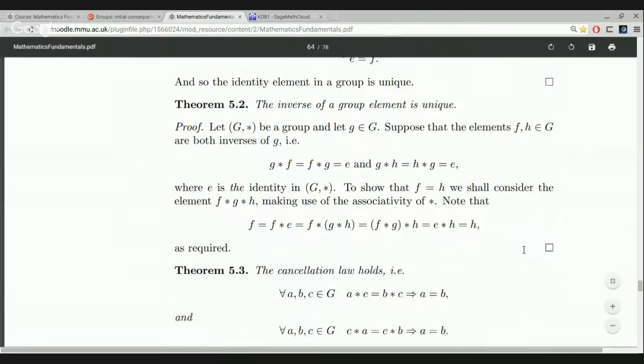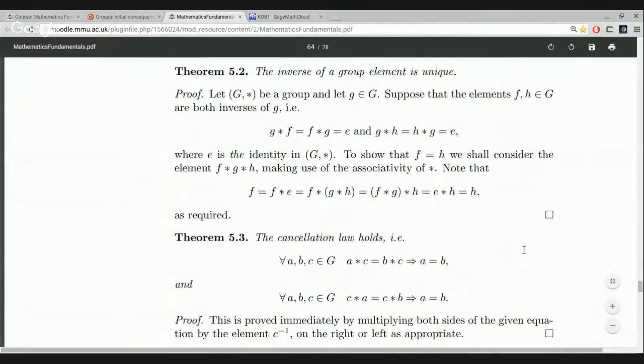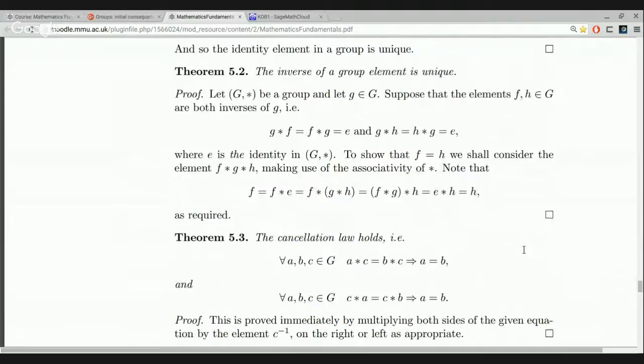In a very similar way, we can prove that inverse elements are unique. Now, if you think of it in the setting of large matrices, multiplying large matrices, the fact that the inverse matrix is unique for a given matrix isn't at all obvious, really. You think of multiplying together two 10 by 10 matrices.